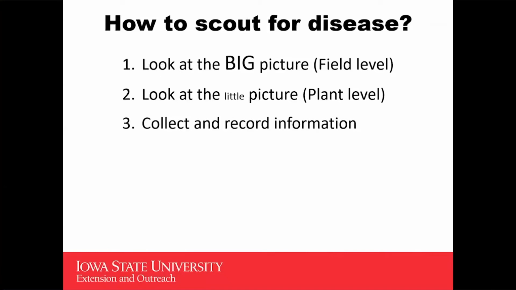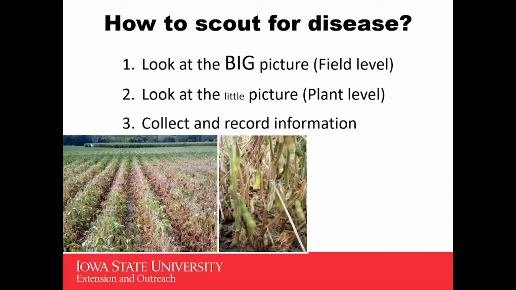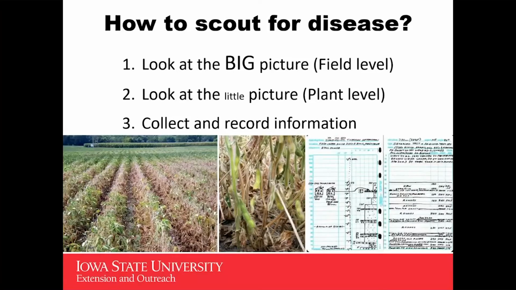So now that we've gathered background information, we're going to think about what we need to do when we're scouting. I like to break it down into three main parts. Number one would be to look at the big picture, or the field level. Then look at the little picture, or the plant level. Then collecting and recording information once you've had a good look around is also very important, depending on what you're going to do with the information you've scouted.